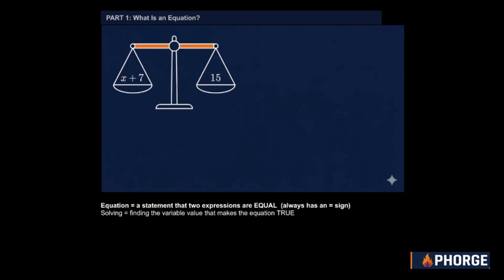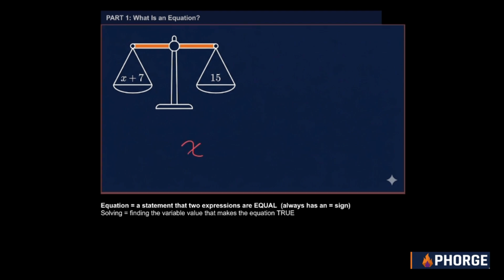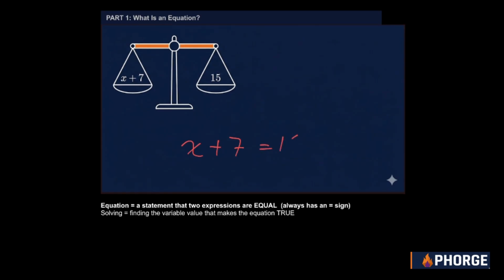So part 1, what is an equation? An equation is a mathematical statement saying two expressions are equal. Remember, an expression is made up of terms, coefficients, and constants. But what makes an equation is that equal sign. Remember in the opening example, x plus 7, where x is a mystery number, is equal to 15. If we had just said x plus 7, that's an expression.